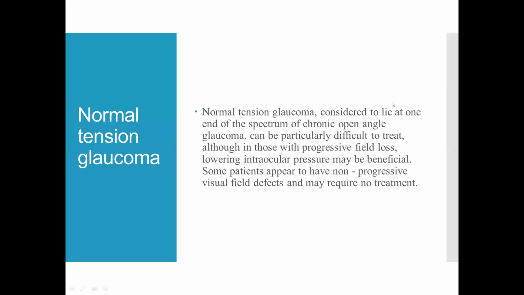Now let's talk about normal tension glaucoma. Normal tension glaucoma is considered to lie at one end of a spectrum of chronic open angle glaucoma. It can be particularly difficult to treat, although in those with progressive field loss, lowering intraocular pressure may be beneficial. Some patients appear to have non-progressive visual field defects and may require no treatment at all.